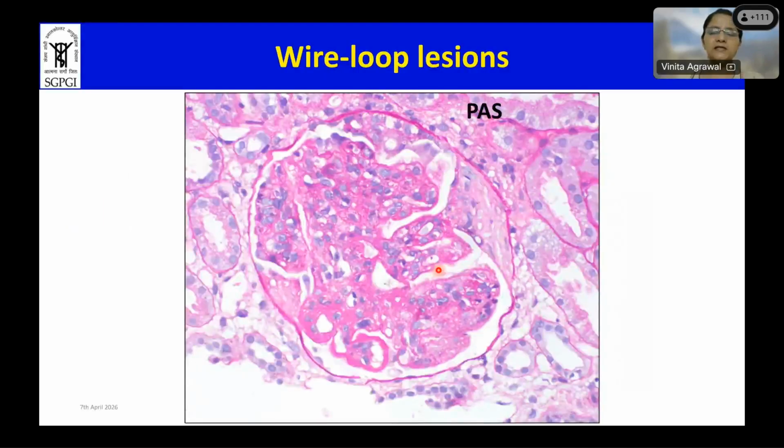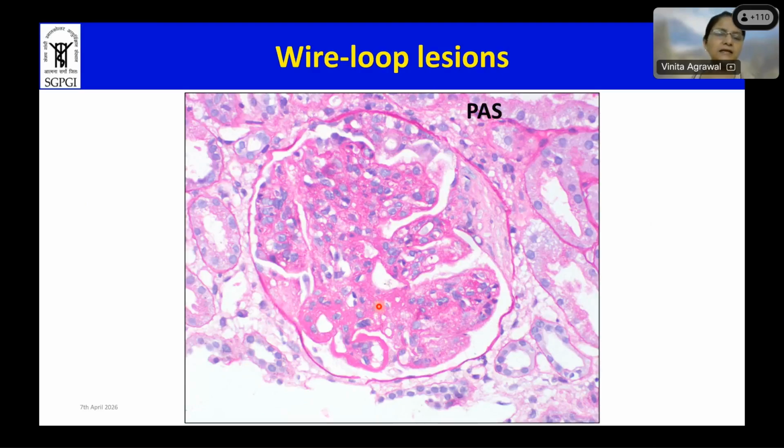The other things which you need to know are the lesions which you need to identify to make a proper diagnosis. Something known as wire loop lesions. Wire loop lesions are nothing but large subendothelial deposits. Because they are large, they occupy the whole of the capillary, and they appear like a wire loop. And that is why we say that these are wire loop deposits, typically seen in lupus nephritis.